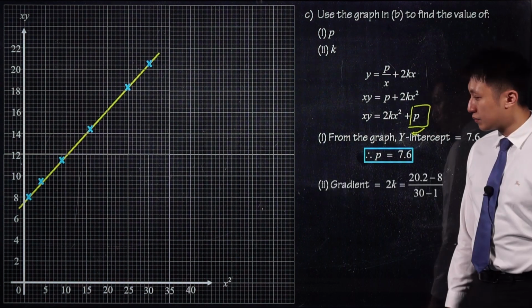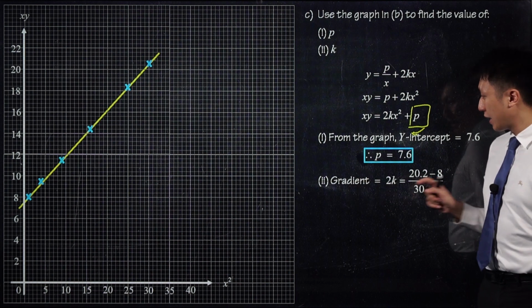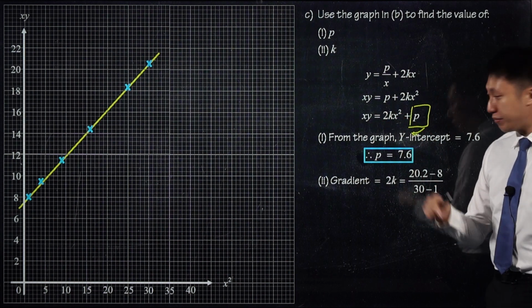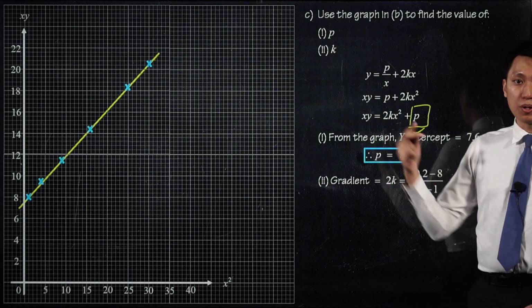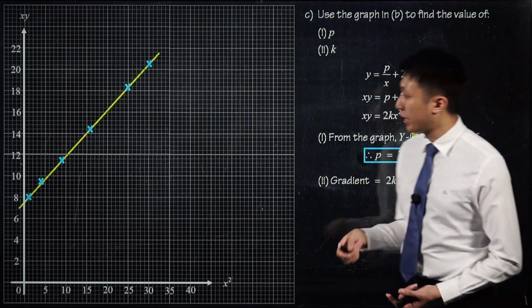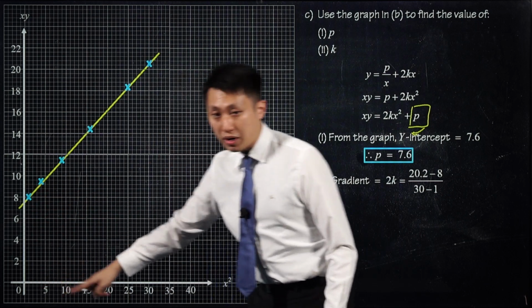Okay, good. So now the gradient, like I said just now, this m is 2k. So 2k, how do we find the gradient? We find 2 points on the graph. So again here we can see that this first point is 1 and 8.